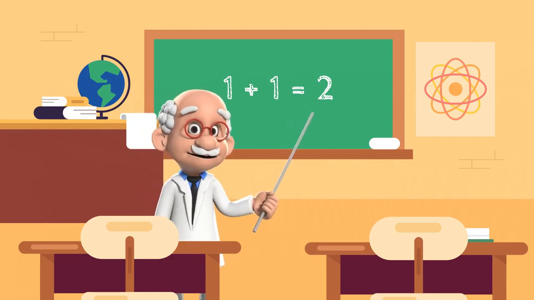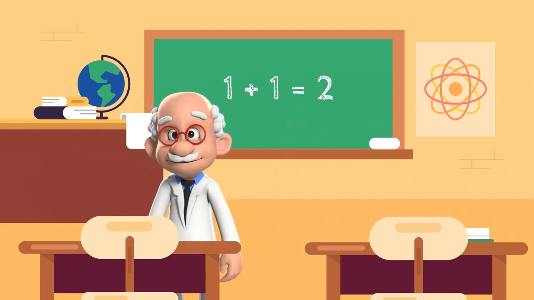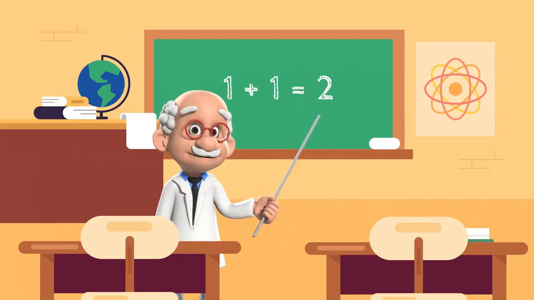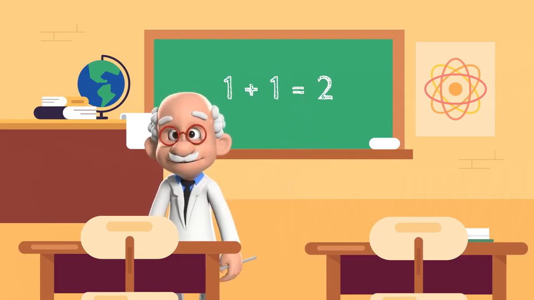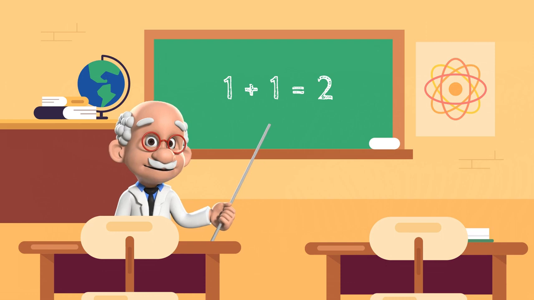Now here is the equal sign. This comes after what is on the right side of the plus sign. To the right of the equal sign is where the answer is put. Here is an example, 1 plus 1 equals 2.